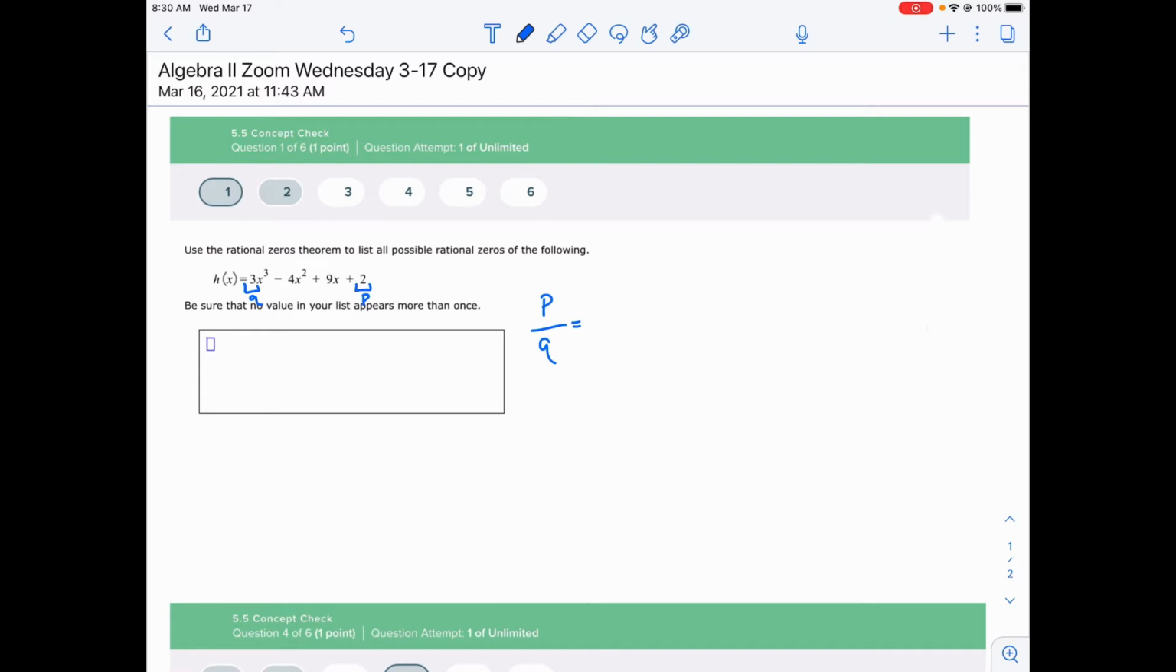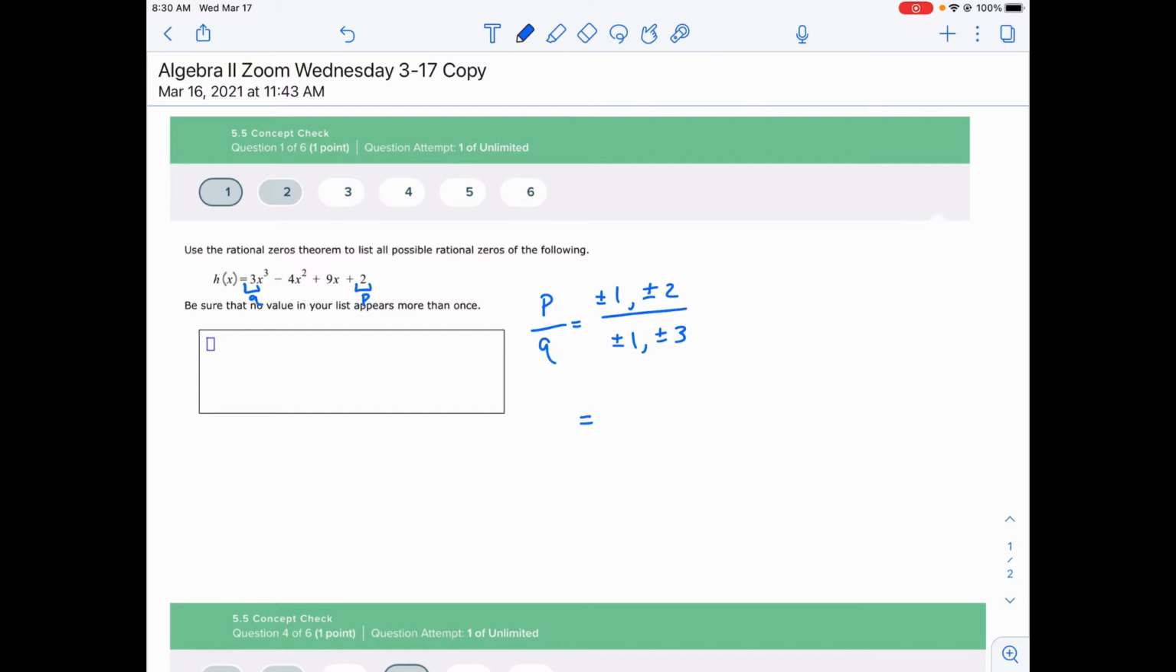So the factors of P would be plus or minus 1 and plus or minus 2. The factors of Q, which is 3 in this case, are plus or minus 1 and plus or minus 3. So ideally, to get the list of our factors, we just want to take the top divided by the bottom through each of these values to see what our numbers would be.